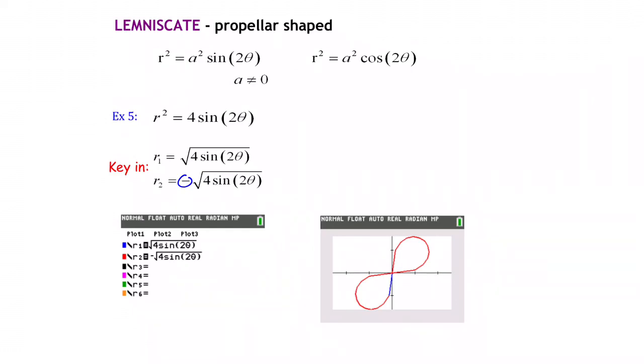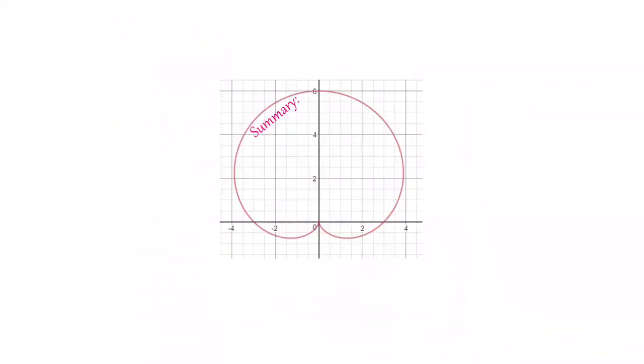So you can see on the calculator we have the square root of 4 sine of 2 theta, and then the second equation is negative square root of 4 sine of 2 theta. So when you graph them on the calculator, you can see how you get a little propeller shaped figure here, and that is called a lemniscate. And so that is it. Those are the special polar graphs that we are going to look at.